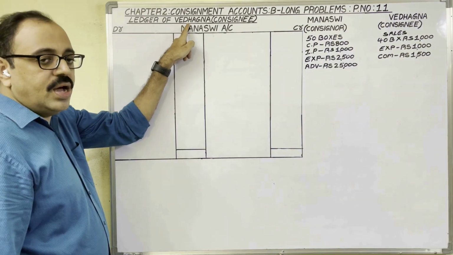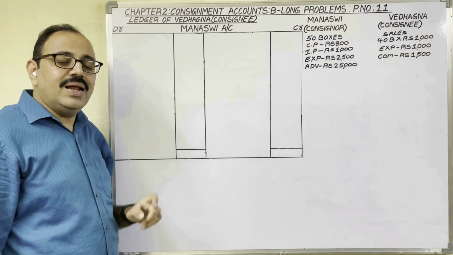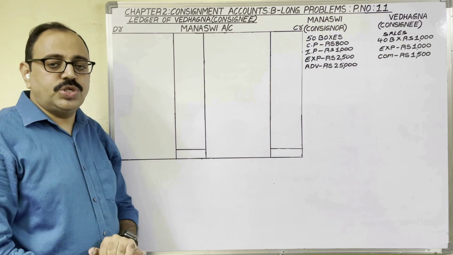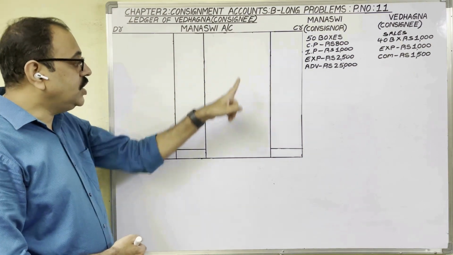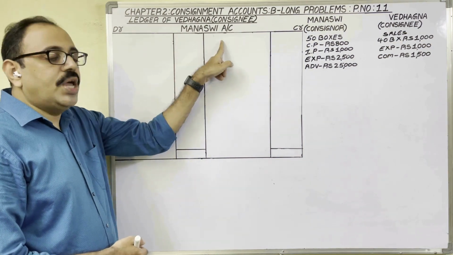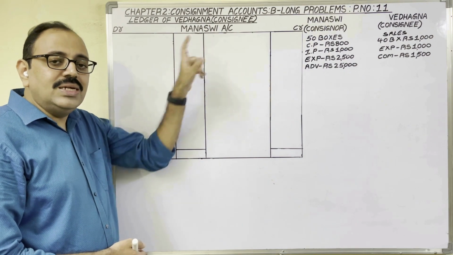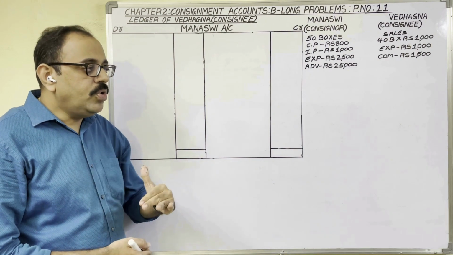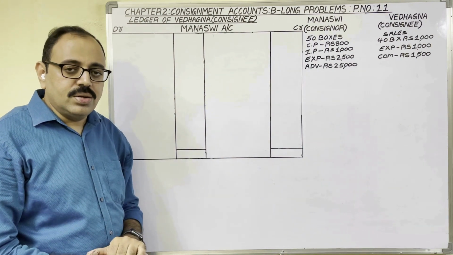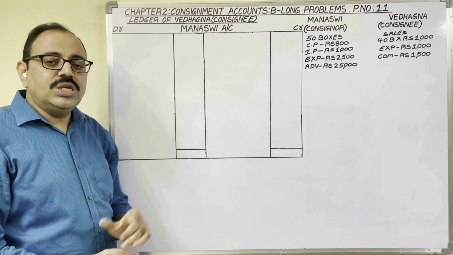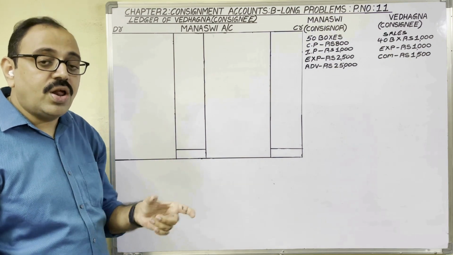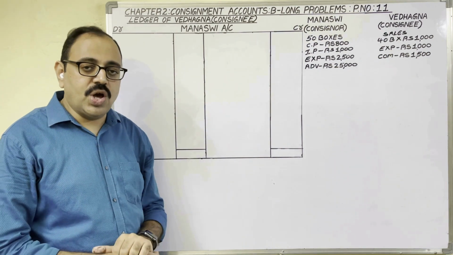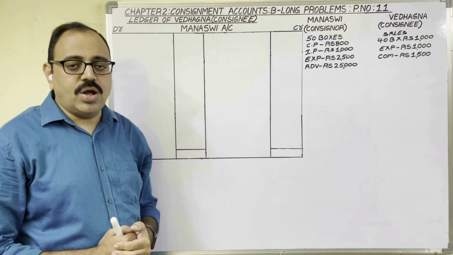Ledger of Vedagna, consignee. In consignee's books, only one account we should prepare. That is consignor's account, Manasvi account. Because she is concerned with only that point. Finally, how much amount I have to pay to consignor. That amount she wants to know. So she is not interested in the profit or loss which is generated by consignor. And she cannot ascertain also.